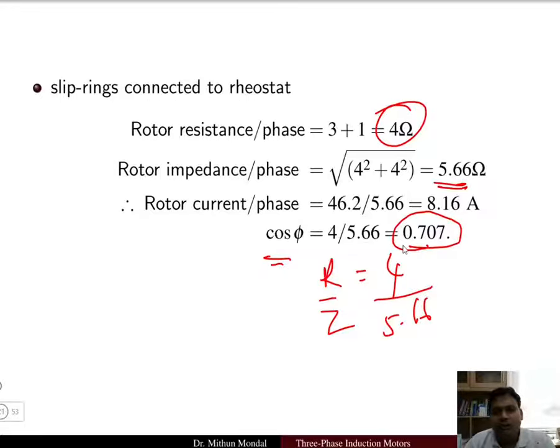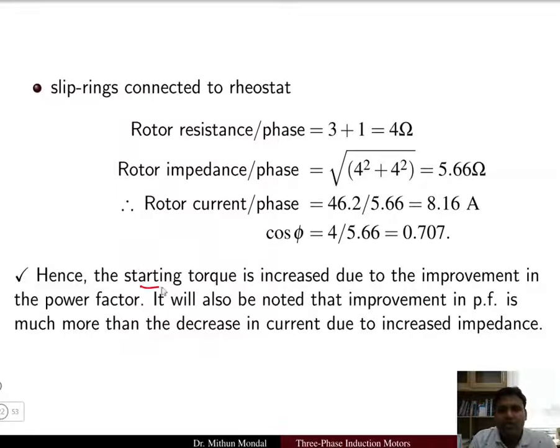Compared to the previous case, we see here that the power factor has improved a lot. The starting torque can be increased with the improvement of the power factor. The power factor is improved by adding more resistance to the circuit using the rheostat, so that the value of cos phi becomes better. So here we can see that cos phi has become better compared to the previous case, so that the starting torque is increased.